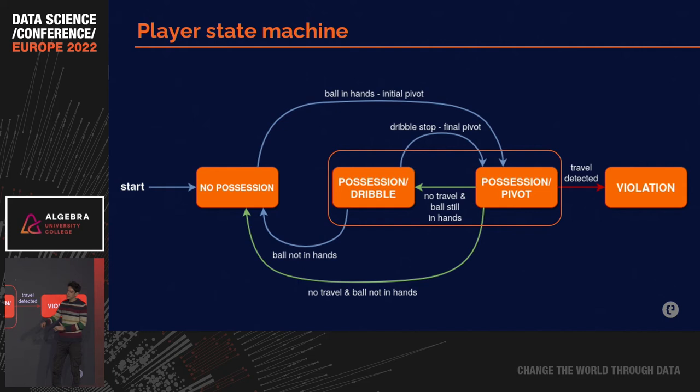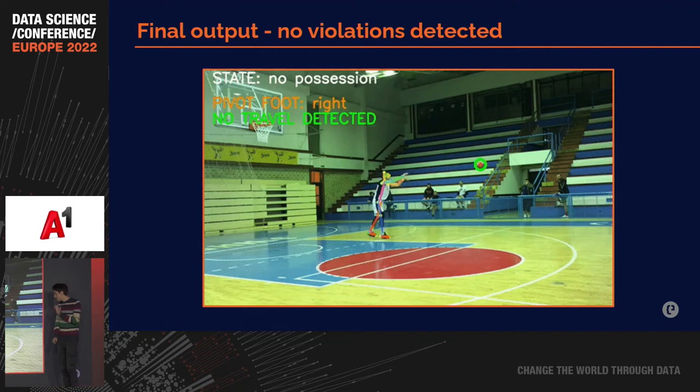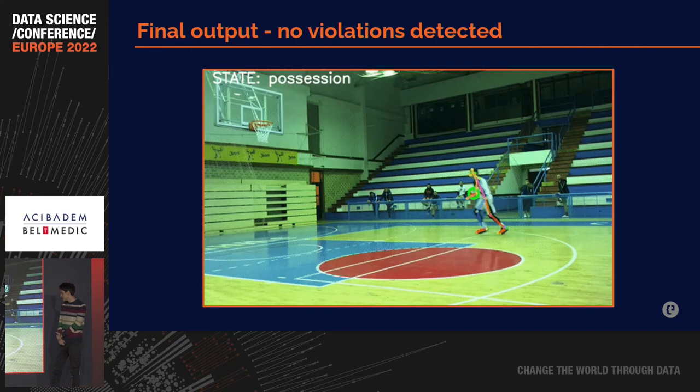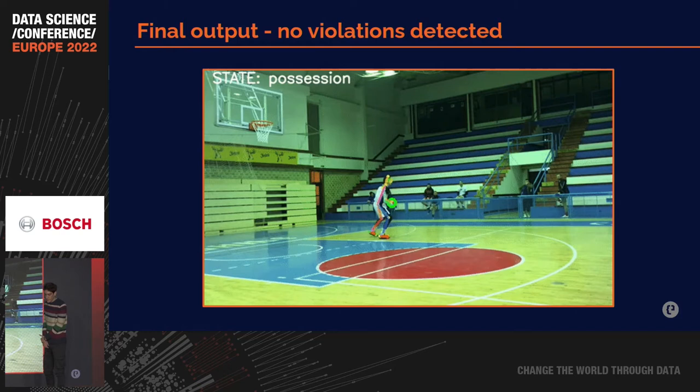So here we can see one example of our system. I mentioned that we were focused only on situations where the player is stopping his dribble. So we see here that his zero step is made by his left foot. And then his right foot becomes his pivot foot. And he does the job correctly. He spins around that right foot and passes the ball before even lifting that foot.